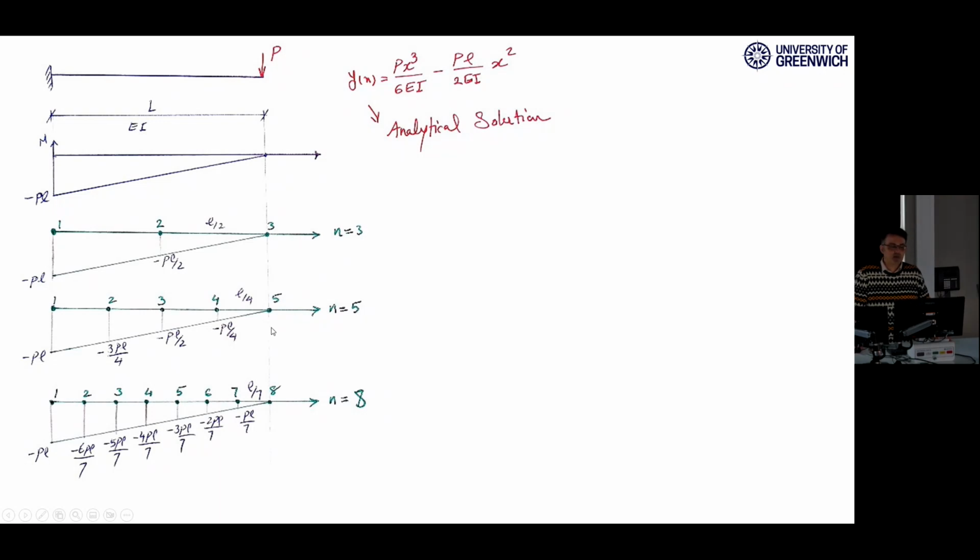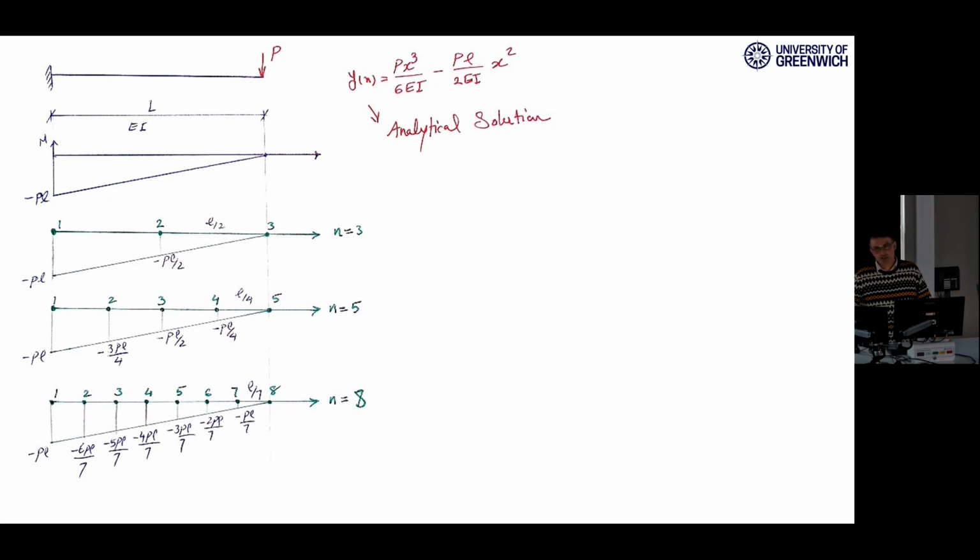If it's 5, you will get 4 segments. If it's 8, you will get 7 segments, right? So for n equal to 3, this is exactly this graph, M over x, for 2 segments. For 2 segments, here it's minus PL, here it's minus PL over 2, here it's 0.